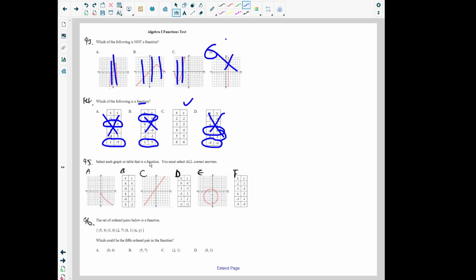Select which graph or table is a function. You must select all correct answers. Okay, so this is a function because it doesn't fail the vertical line test. Okay, so that checks out.